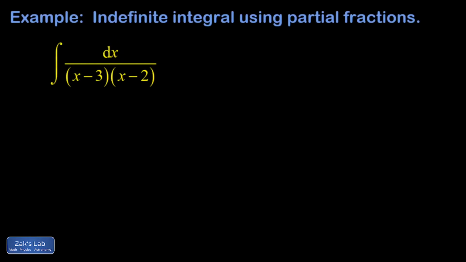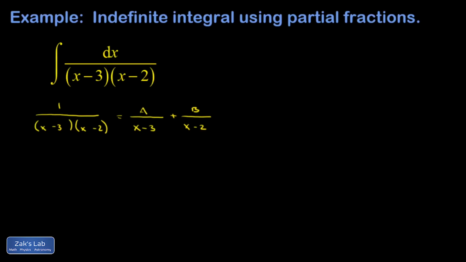Okay, this is a basic partial fractions type of integral. I have an integrand with a rational function in it, and in this case I've got two linear factors in that rational function. And the basic idea of partial fractions is, well, if I see a rational function with an x minus 3 and an x minus 2 in the denominator, maybe that came from adding up two simpler rational functions and finding their common denominator in order to add them.